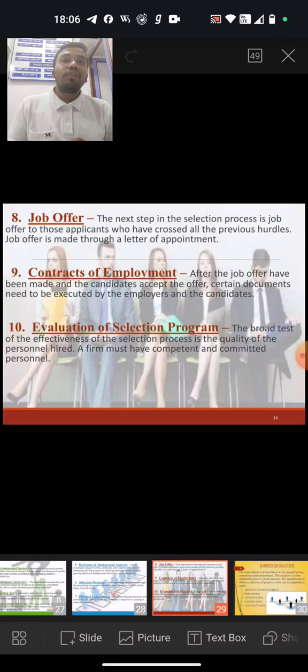Last one is evaluation of the selection program. It is a broad test of the effectiveness of the selection process and the quality of the personnel hired. A firm must have competent and committed personnel.